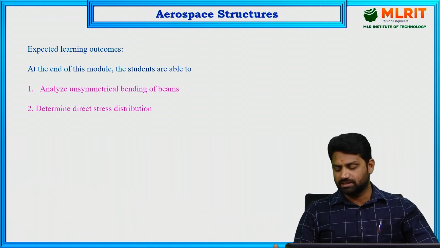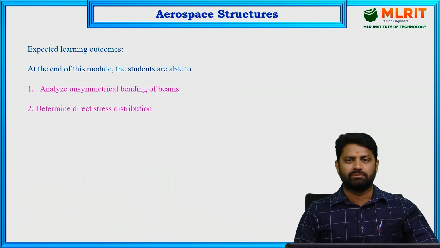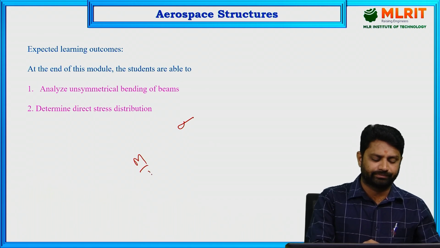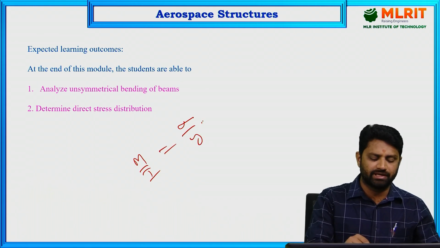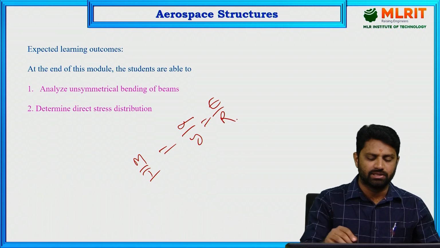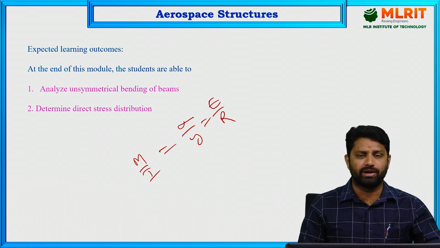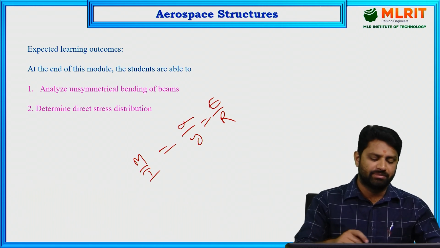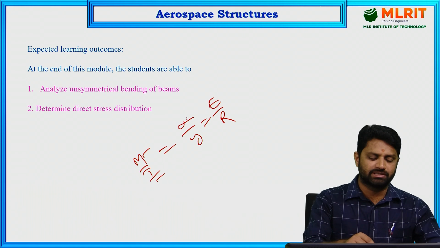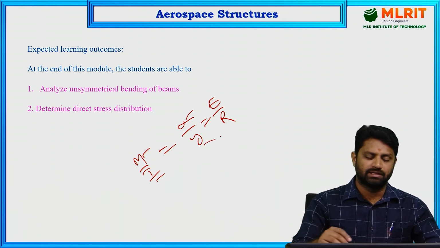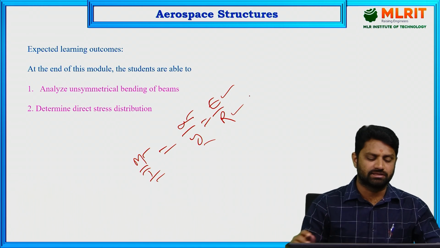In the mechanics of solids subject, we have one formula, M by I equals sigma by y equals E by R. Usually we call this the bending equation, bending formula, or engineer's theory of bending, in which M is the bending moment, I is the moment of inertia, sigma is the direct stress due to bending, y is the distance from the neutral axis, E is the Young's modulus, and R is the radius of curvature.